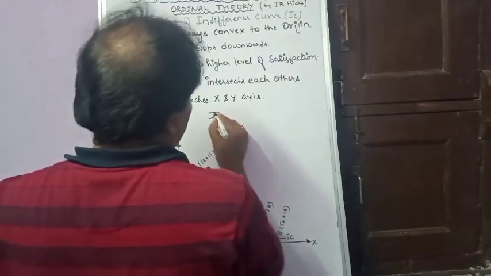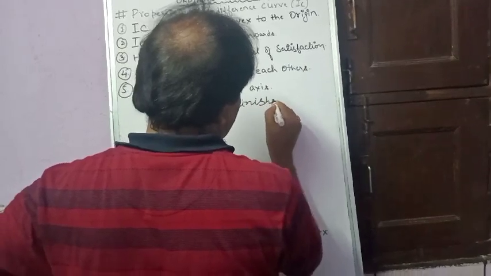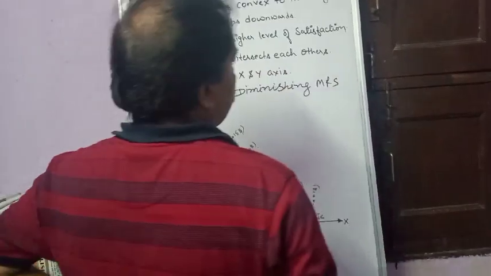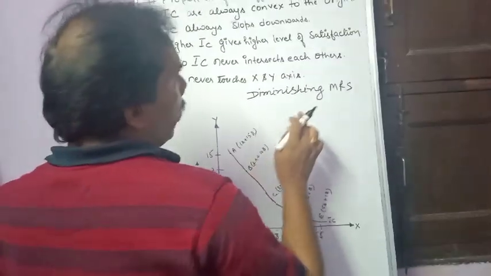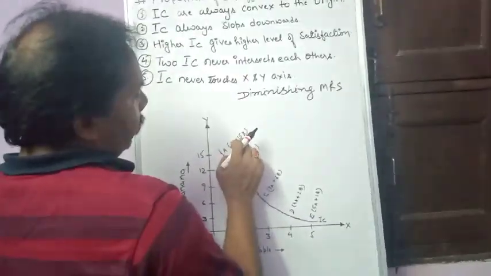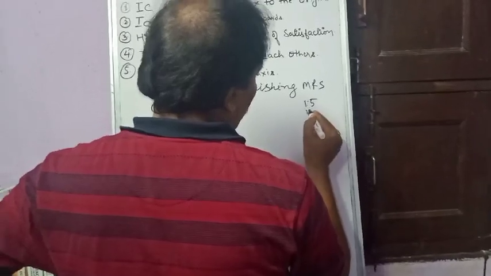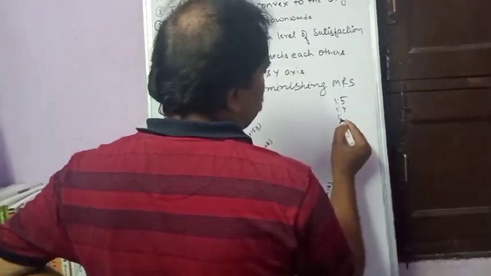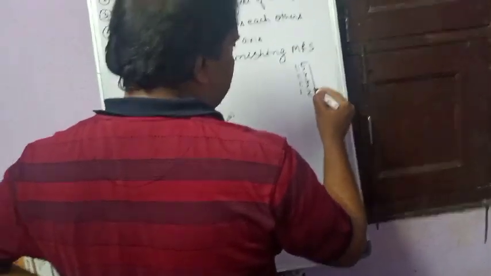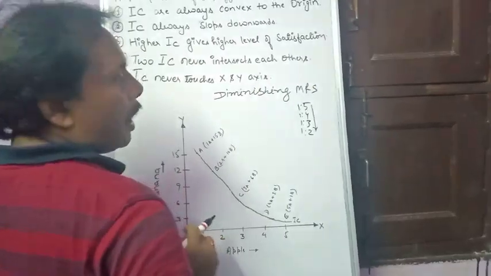Diminishing MRS. So here the marginal rate of substitution, you have already noticed, 5:1, 4:1, 3:1, 2:1. So this number is continuously declining. So that is known as diminishing MRS.